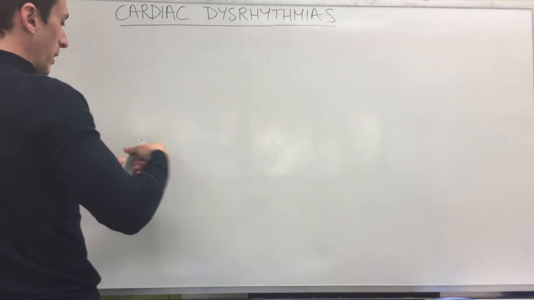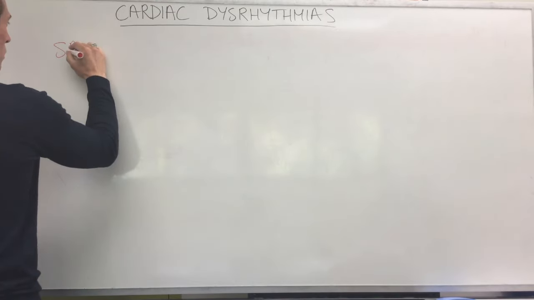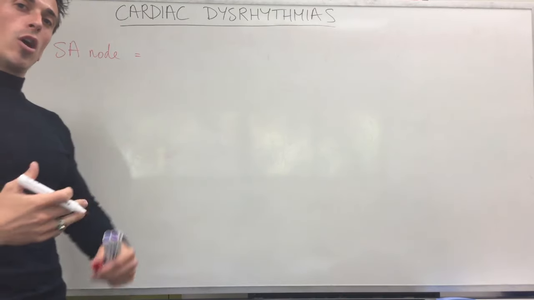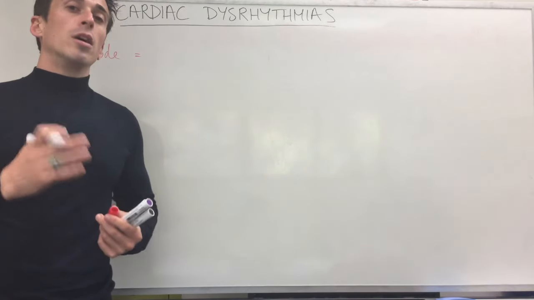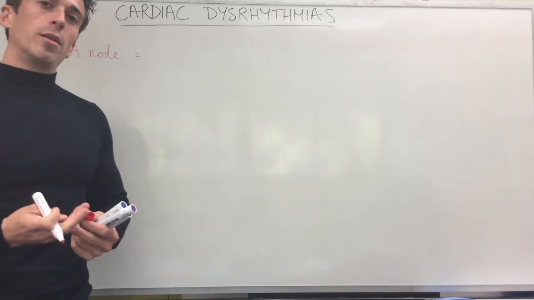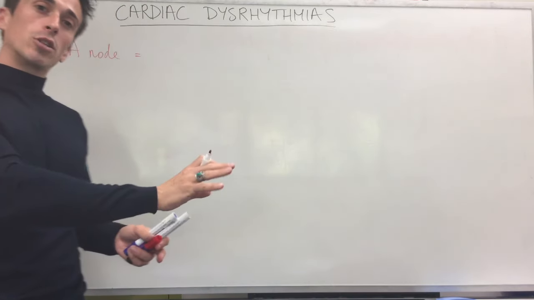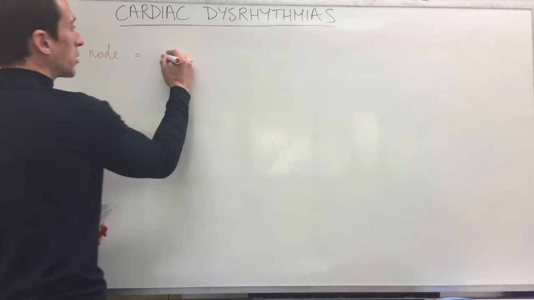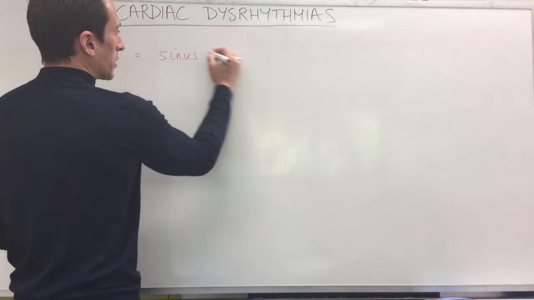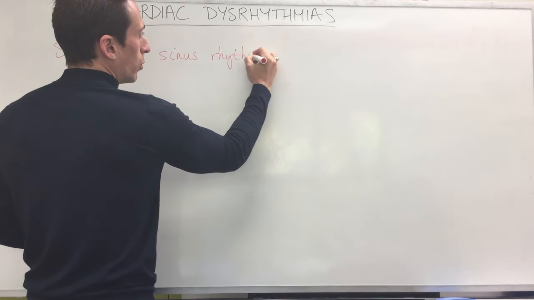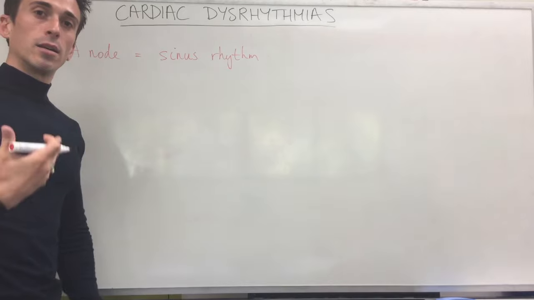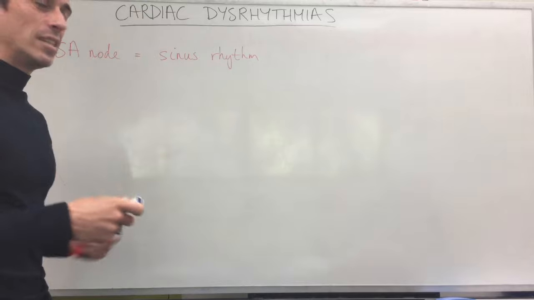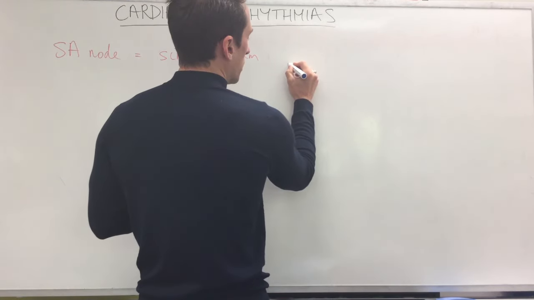Now, first thing we need to talk about is that the sinoatrial node is usually the beginning point of the conduction system. When that gets triggered by a depolarization event and propagates through the normal conduction system and results in a normal heart rate between 60 to 100 beats per minute, that's what we call our sinus rhythm. So our sinus rhythm is our normal cardiac conduction and heart rate. If we were to look at it on an ECG, the sinus rhythm looks a little bit like this.